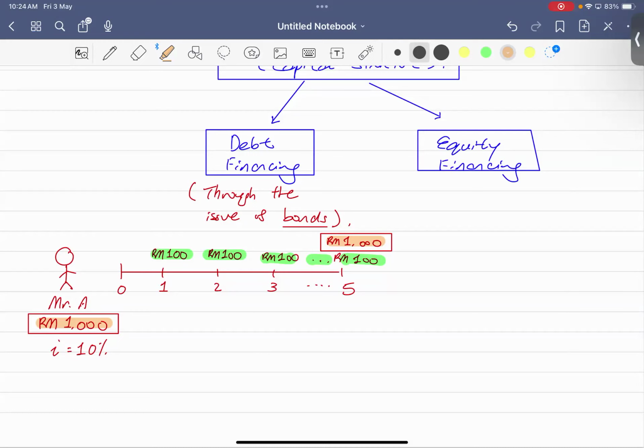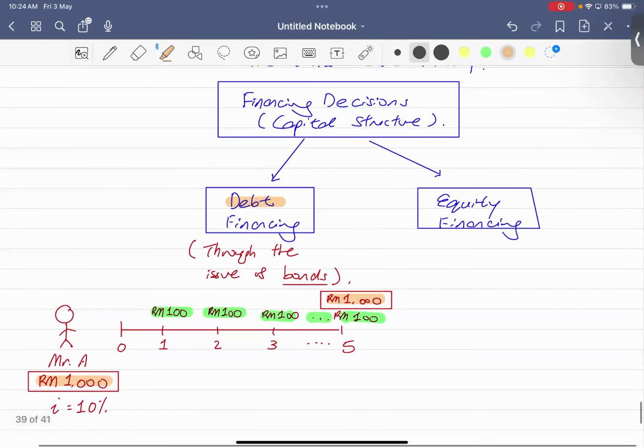So this is why when you issue bonds to raise money, that's what we call debt financing. You are also borrowing money. You are just borrowing money from investors. So this is how the bonds work.